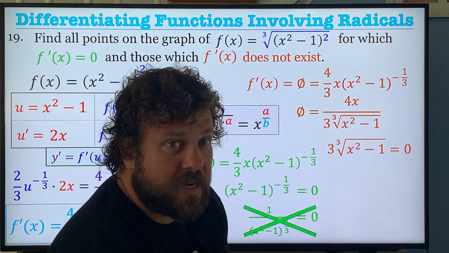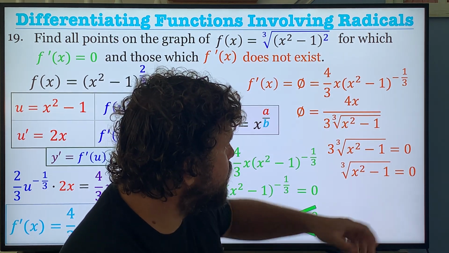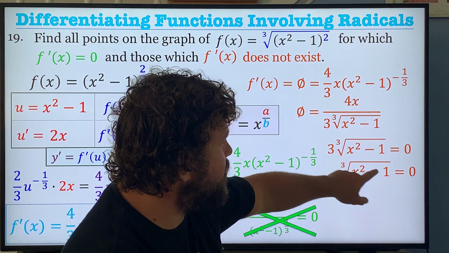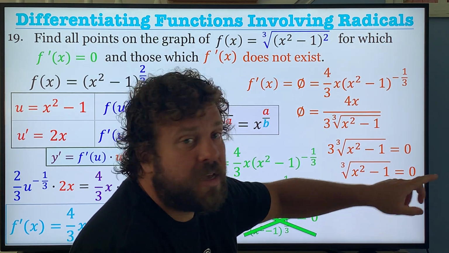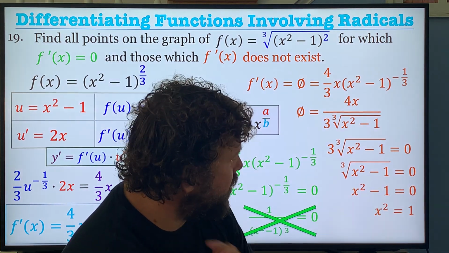What do we do? Divide both sides by 3. You get the cube root of x squared minus 1 equals 0. You're going to cube both sides. So this to the third power is just x squared minus 1. 0 to the third power is still 0. You're going to add 1.